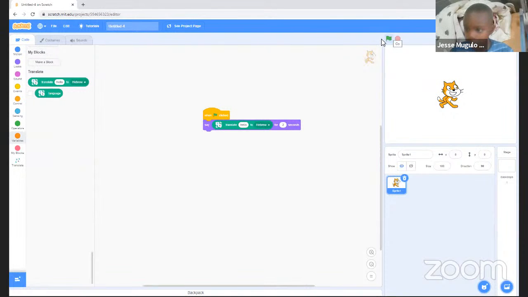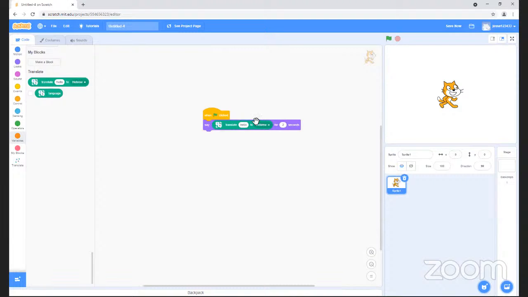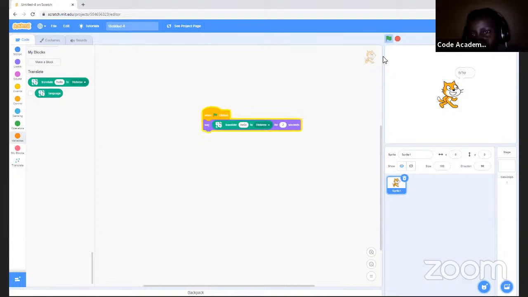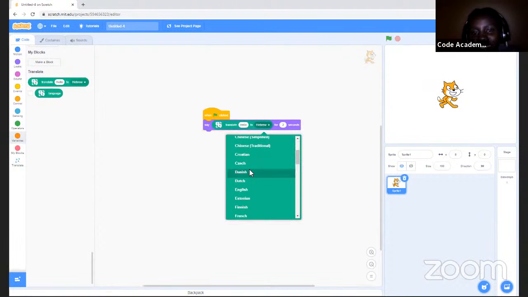Now, if I press green flag, it will say hello, but in Hebrew. Okay, Allison, is that what you wanted? Yes. Oh, okay, so you've seen that.